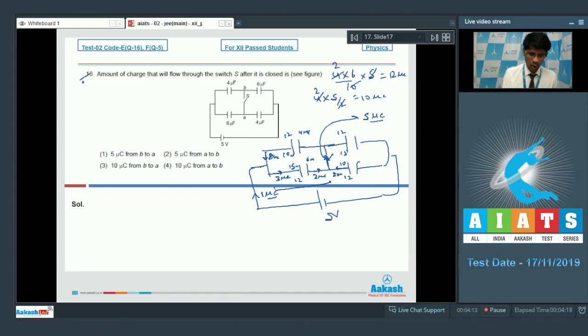So looking at the options for question number 16, 5 microcoulomb of charge from A to B, this is the way the charge must have flown. So option 2 is the correct answer. Now let's proceed to question number 17.